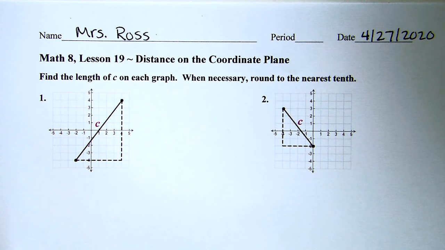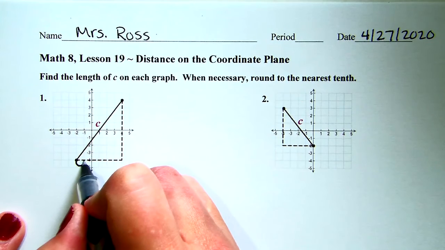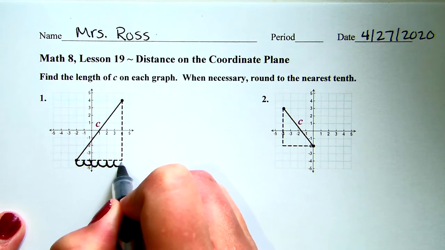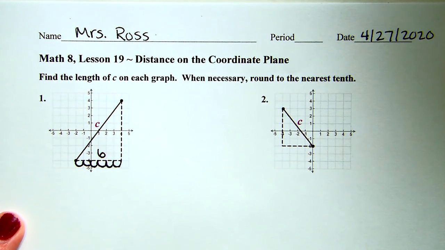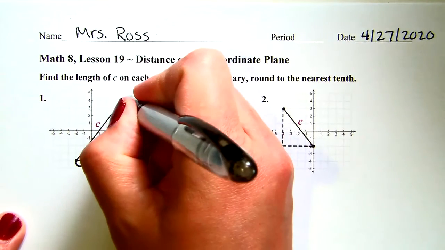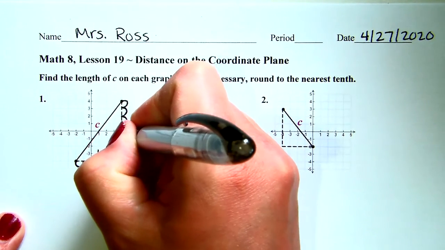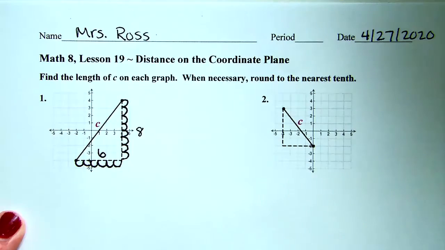So I'm going to count here. I go over 1, 2, 3, 4, 5, 6. I go over 6 times. Now I'm going to go vertically. I go 1, 2, 3, 4, 5, 6, 7, 8. So I've got 6 across, 8 up and down.